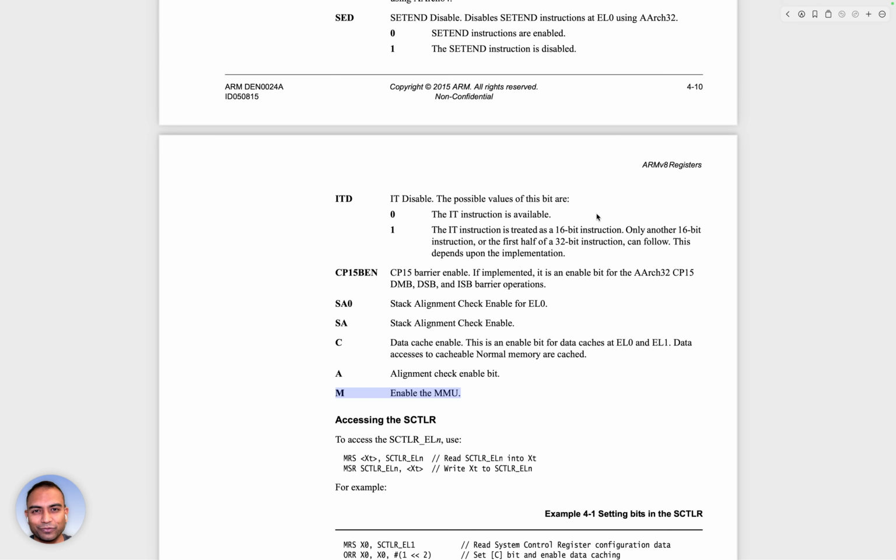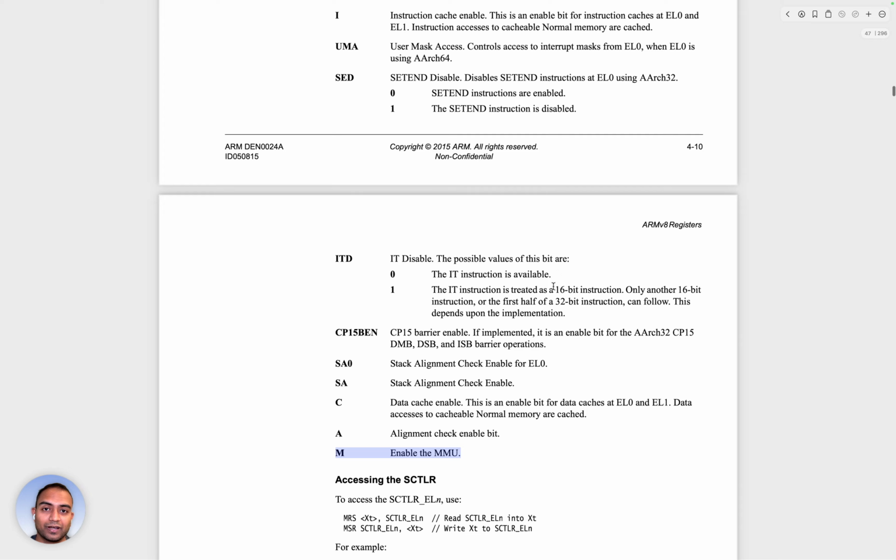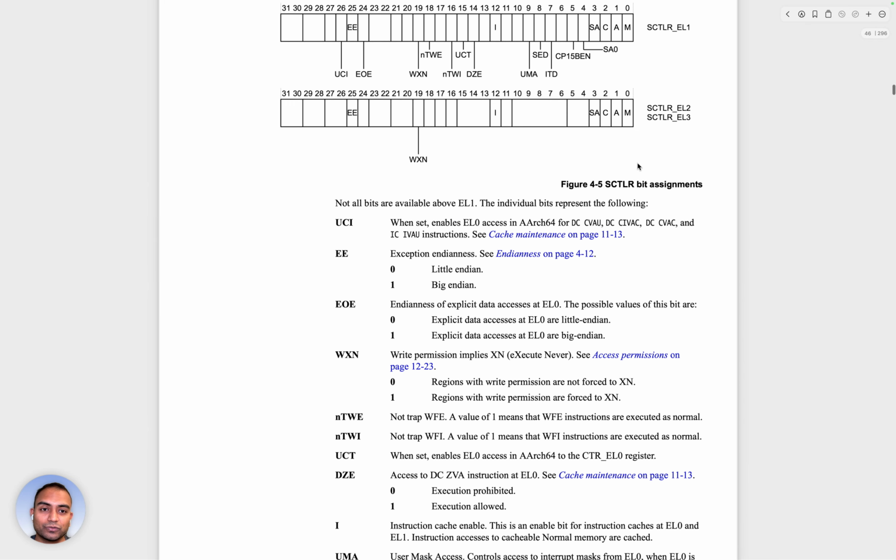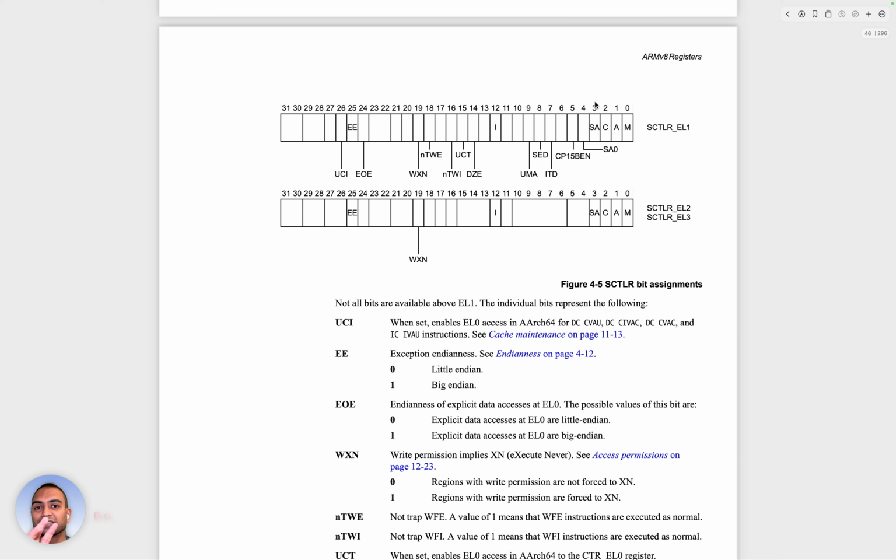We can dive into the details of this as part of the memory model, but right now the intention is to demo to you that the system control register is where such CPU features can be enabled, right? Now, what you see here is the same register as it is available in different ELs, right? So the same register exists in EL1, EL2, and EL3.